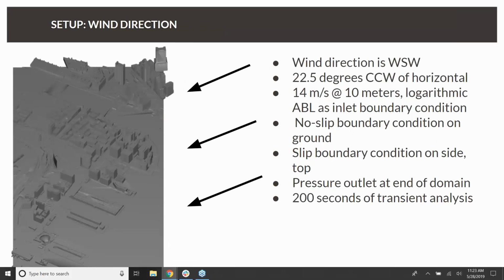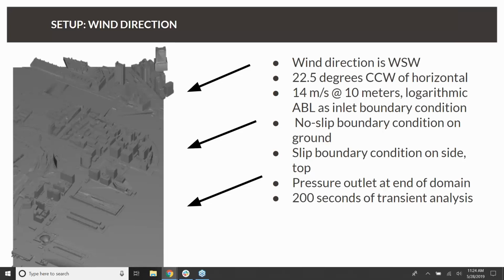On the left is my CAD inside of SimScale, and I put some arrows to show you the direction the wind is coming from. Again, this would be west-southwest, at 22 or 22 and a half degrees counterclockwise from horizontal. For boundary conditions, I have that atmospheric boundary layer on the inlet. For the outlet, I'm using a pressure boundary condition, and the sides on either end and the top have a slip boundary condition. There's of course a no-slip boundary condition on all the terrain, because we all know fluid basically sticks to a solid at the interface.